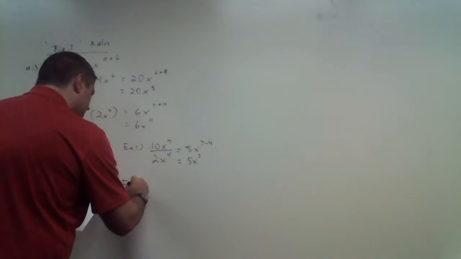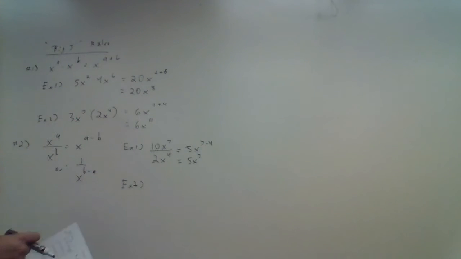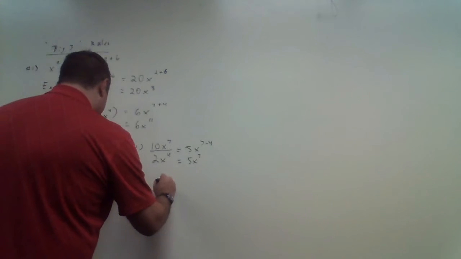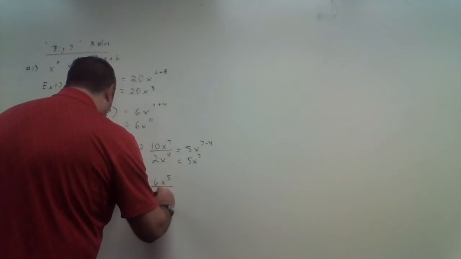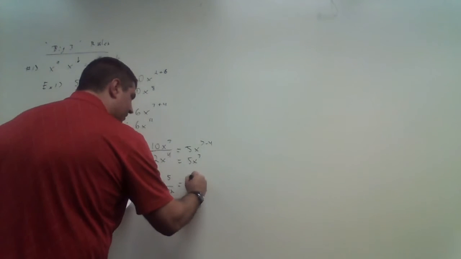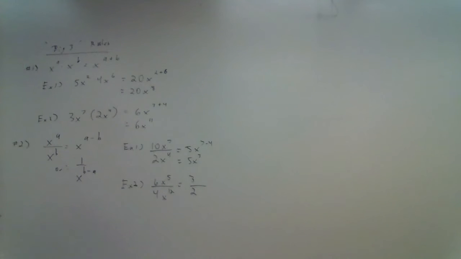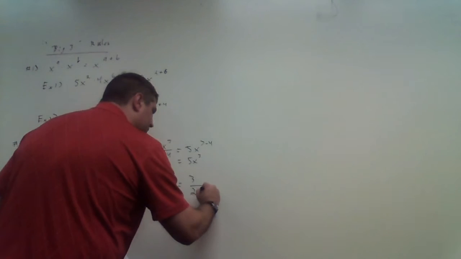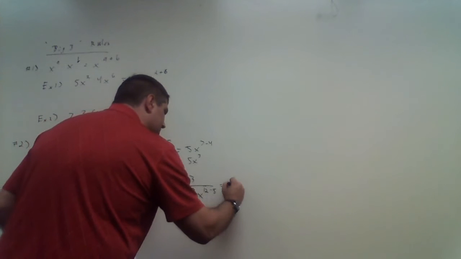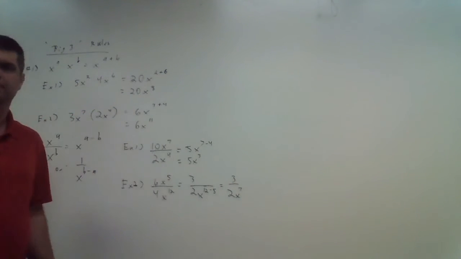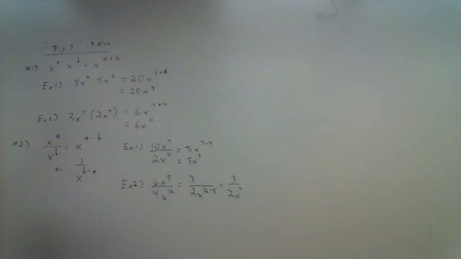Example 2. 6x to the 5th over 4x to the 12th. Well, this reduces to 3/2 like a fraction. The power of x is higher down here, so I would do the subtraction from the bottom, which gives me 3 over 2x to the 7th. So that's big rule number 2.